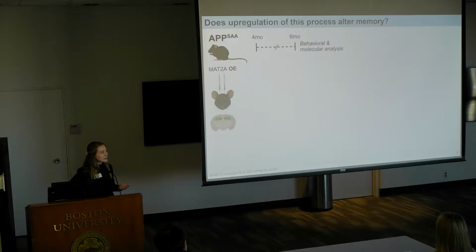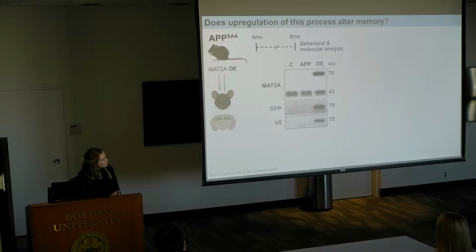And then finally, because we know that SAM supplementation has therapeutic potential, I wanted to test if MAT2A upregulation could also alter memory. So what I did was, again, perform stereotaxic surgery to overexpress MAT2A in neuronal nuclei in the dorsal hippocampus at 4 months of age, so before severe amyloid pathology, and then tested them at 6 months of age.